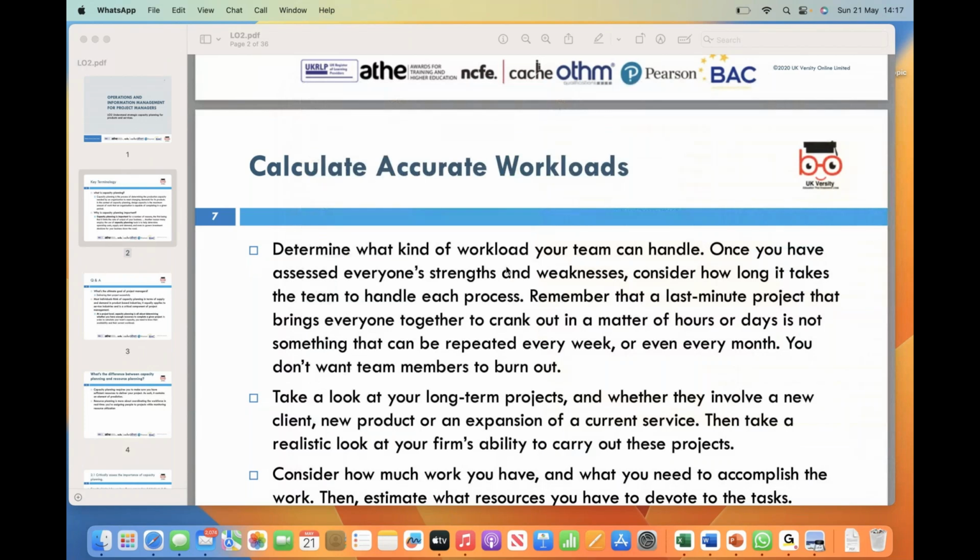However, it is important to remember that tasks that require intense effort and quick turnaround time cannot be sustained on a regular basis. Such pace can lead to burnout and decreased productivity. So, therefore, it is crucial to strike a balance between challenging assignments and manageable workloads to maintain the well-being and motivation of your team members.